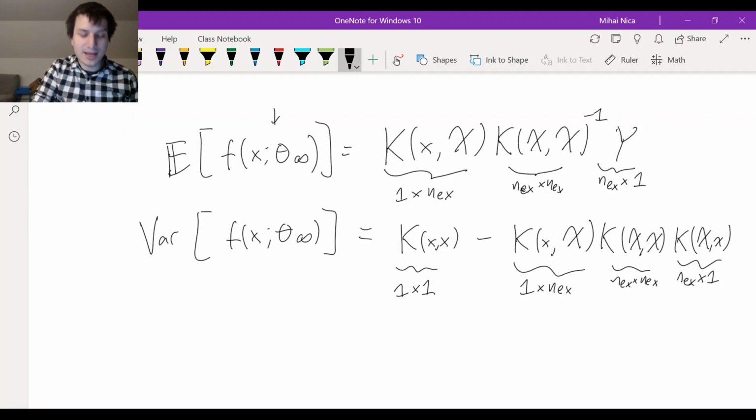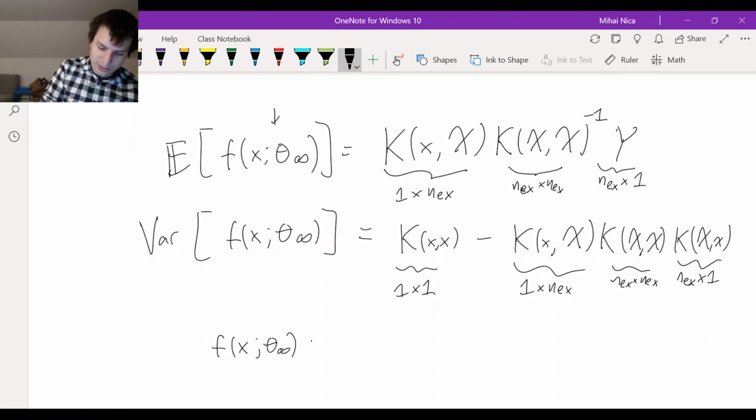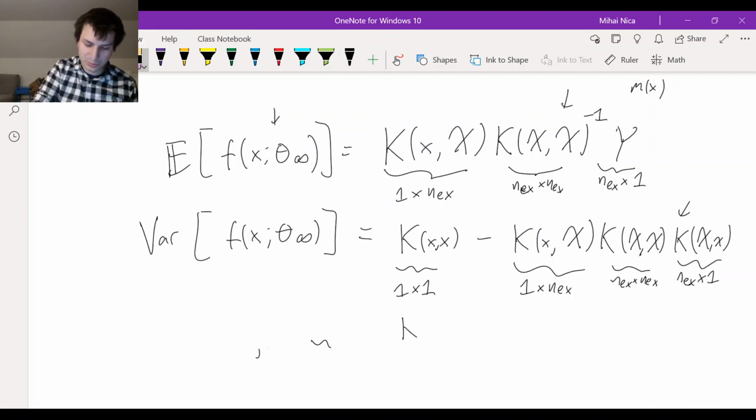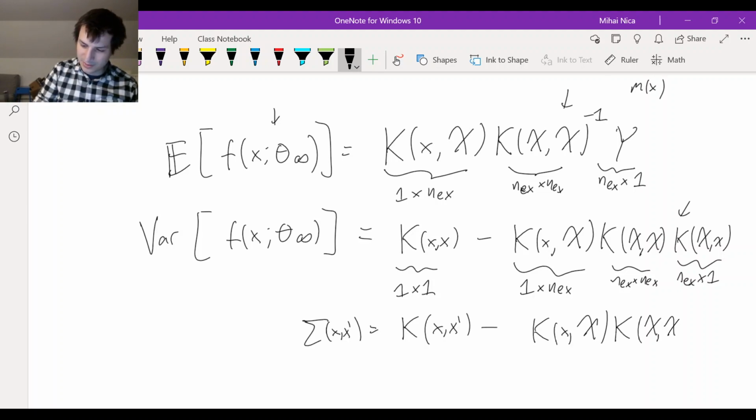And you can do the same thing with any size vector. You can get its covariance, and that's because f of x theta infinity is actually going to be a Gaussian process. So for any finite collection of points, x1, x2, x3, f at those points after training will be Gaussian, and its mean will be given by this thing. Let's call this thing m of x. Let's make a new function, sigma of x x prime. We're going to make the same thing, k of x x prime minus k of x, script x, k of script x, script x inverse, k of script x, x prime. So we'll call that thing sigma.